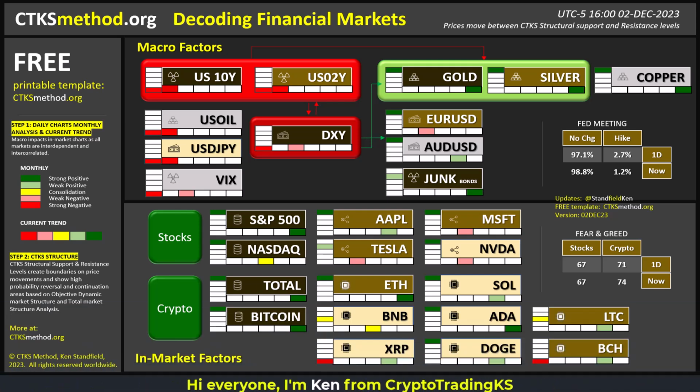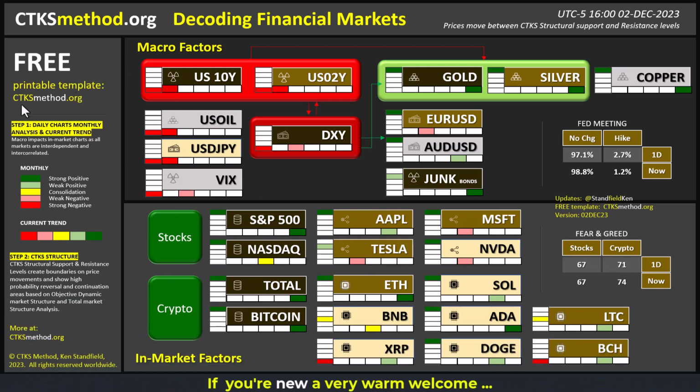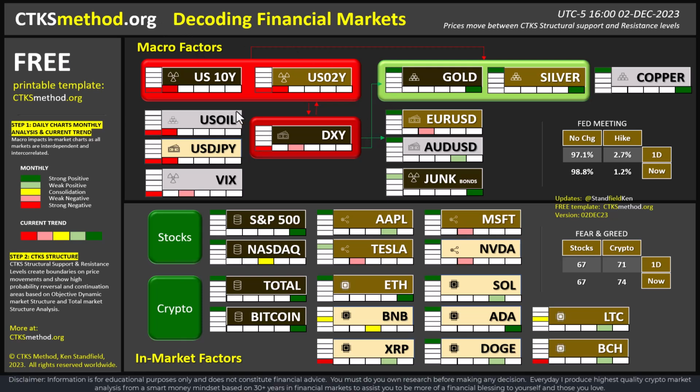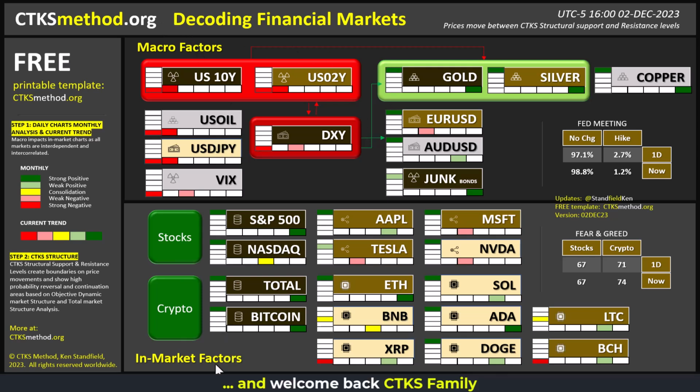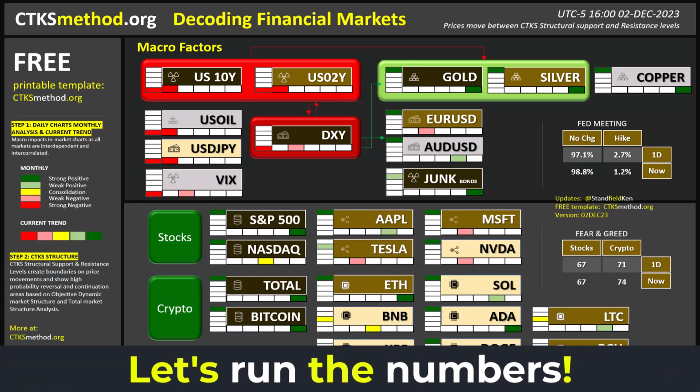In this video, I'm going to show you how you can decode financial markets, and this is a free printable template from ctksmethod.org. When you understand how the macro factors impact in-market factors, you'll find that you can read financial markets at an expert professional level. Let's run the numbers.